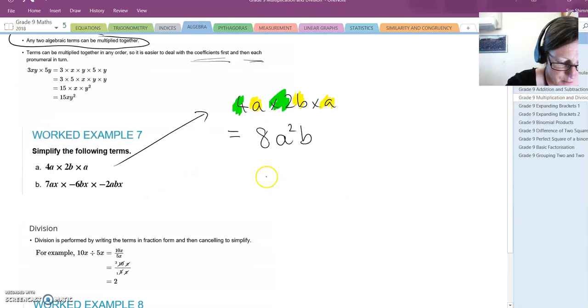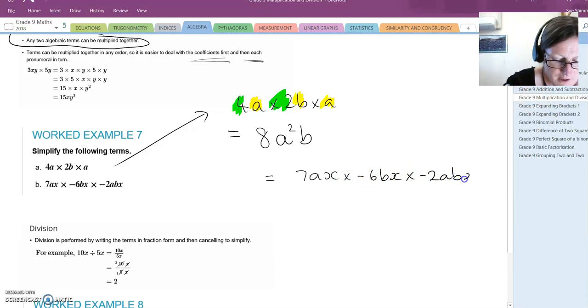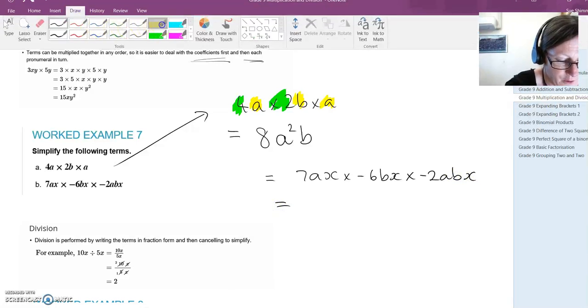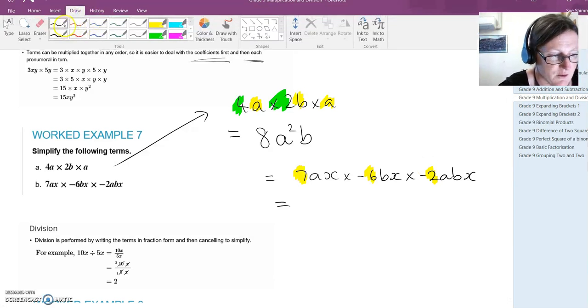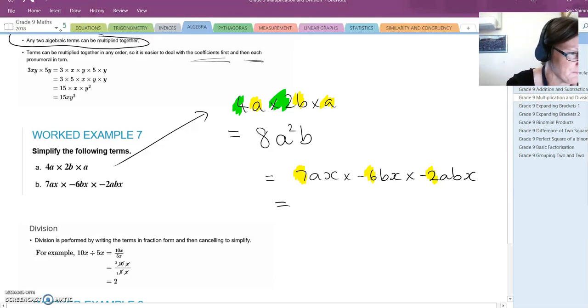So this next example, 7ax times by negative 6bx times by negative 2abx. Alright, let's look at our coefficients. I look at them without the sign. 7 times 6 times 2. So if we have 7 times 6 times 2, that gives us 84.